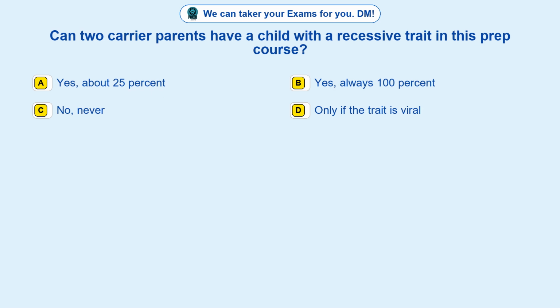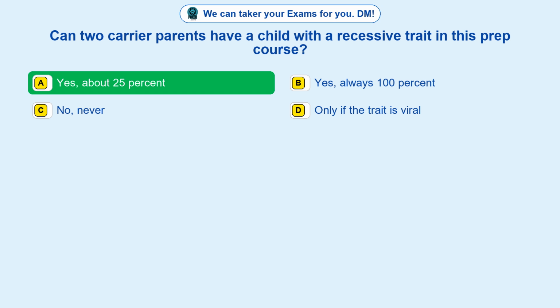Question 11. Can two carrier parents have a child with a recessive trait in this prep course? Option A. Yes, about 25%. Option B. Yes, always 100%. Option C. No, never. Option D. Only if the trait is viral. The correct answer is option A.